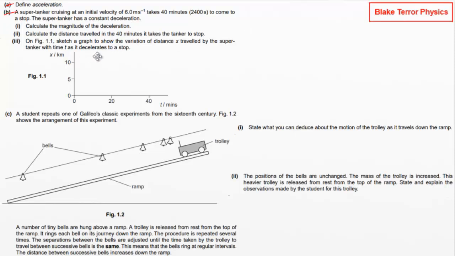Right, B. A super tanker cruising at an initial velocity of 6 meters per second takes 40 minutes to come to a stop, with constant deceleration. Calculate the magnitude of the deceleration. So the magnitude of the deceleration is going to be equal to the change in the velocity divided by the time. So we've got a quarter there with a 10 to the minus 2 thrown in. So that would be 2.5 times 10 to the minus 3 meters per second squared.